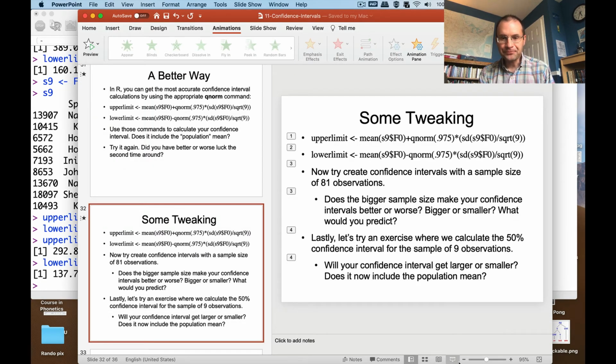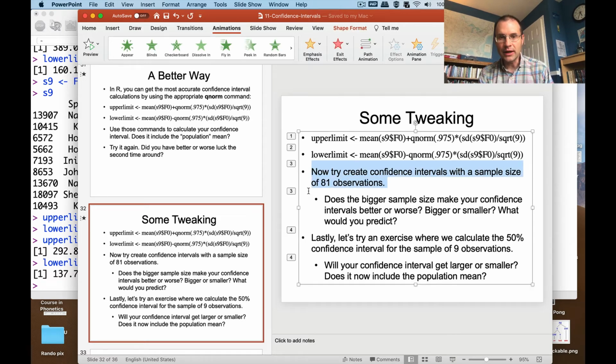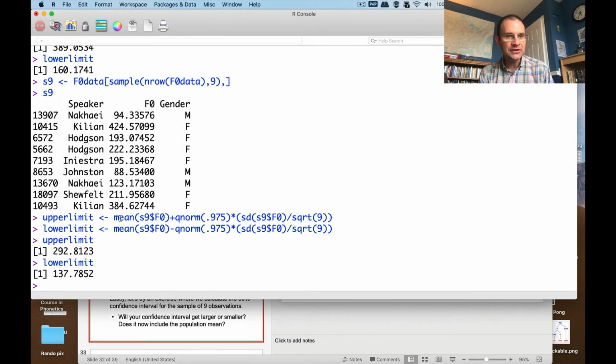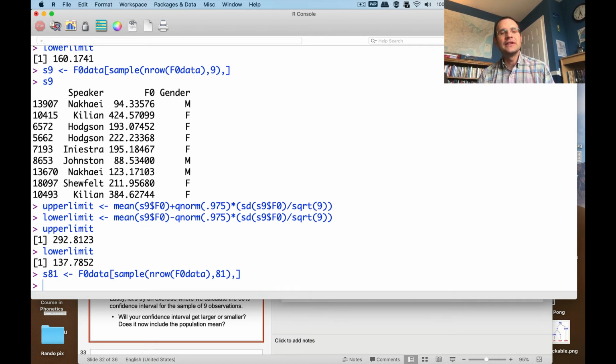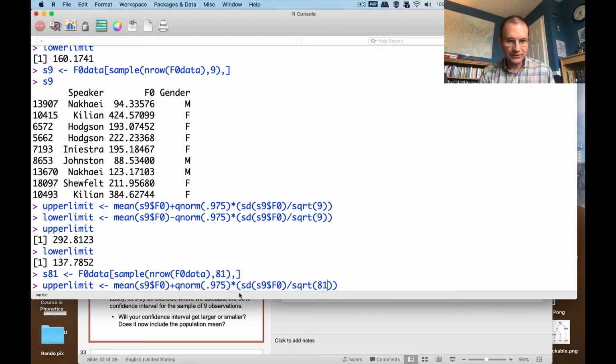So let's try it in a slightly different way. Let's try it with a sample size of 81 observations and see how that changes things. So I'm going to go up here and change this number to 81 and change that number to 81. I'm doing this just to make the math a little bit easier, because the square root of 9 is 3, the square root of 81 is 9. It's sort of like we're just squaring our way up. And having done that, I need to calculate new upper and lower limits for a new confidence interval.